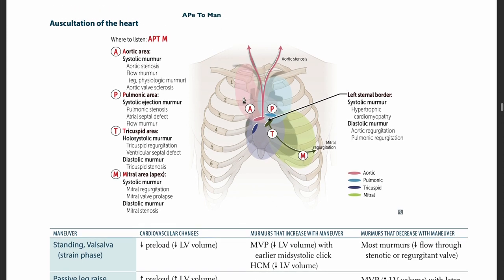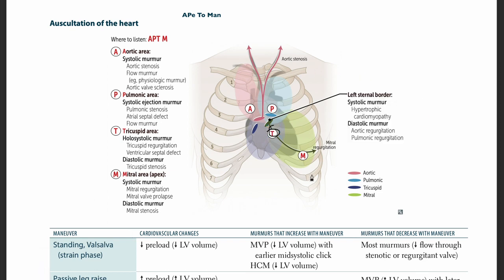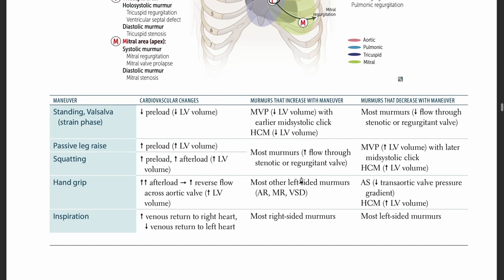Just so you remember, second intercostal spaces for aortic and pulmonary. Left sternal border at 2 would be this part right here, and at the 4th intercostal space would be this part right here. And then this would be your 5th intercostal space for the mitral valve.